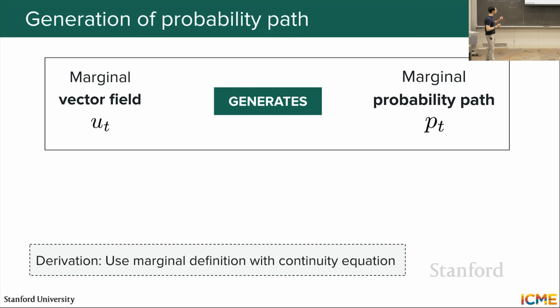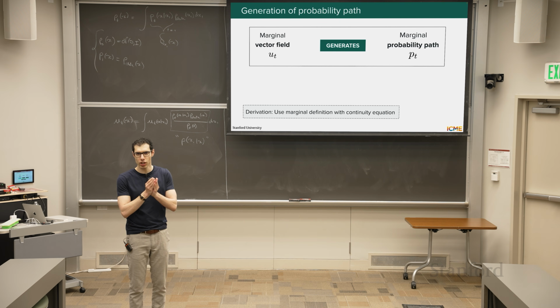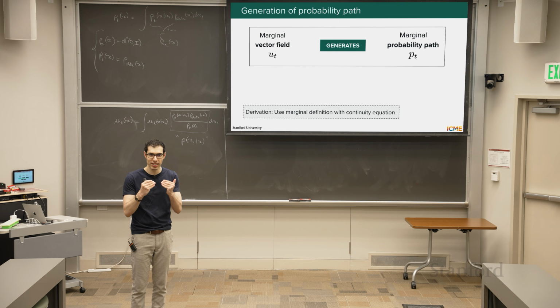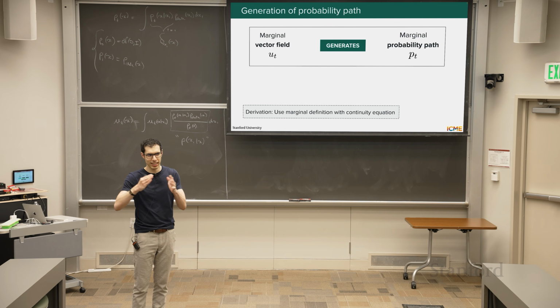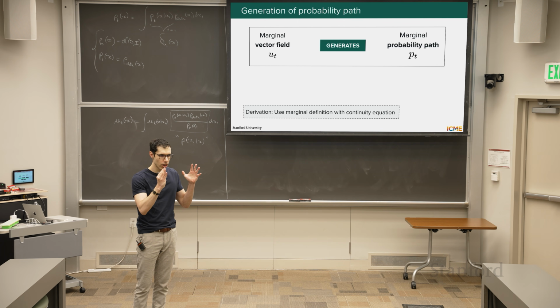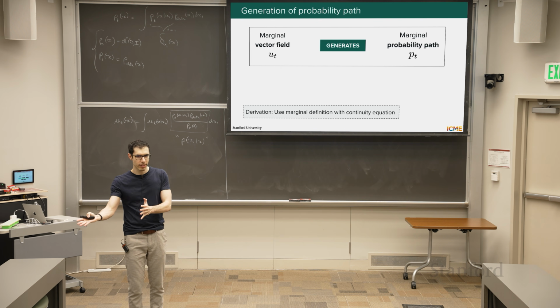This marginal vector field, which we defined, is actually generating the probability path, the marginal probability path. So this is a big deal. What that means is there is a vector field that is generating the probability path that satisfies what we want, which is a path that goes from the initial to the target.